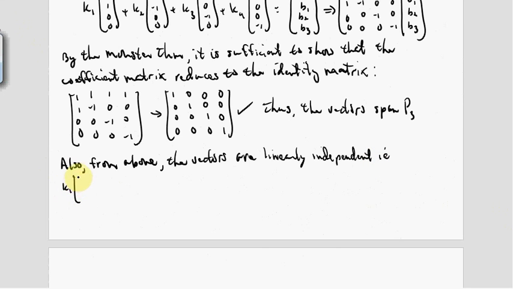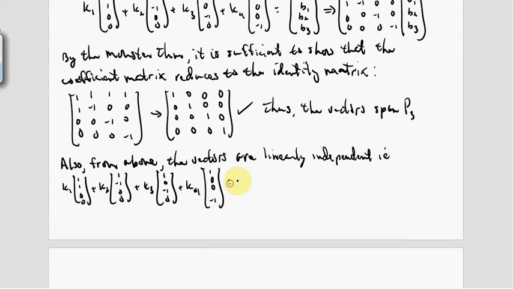That is K1 times 1, 1, 0, 0, plus K2 times 1, negative 1, 0, 0, plus K3 times 1, 0, negative 1, 0, plus K4 times 1, 0, 0, negative 1 equals 0. This implies that K1 is 0, K2 is 0, K3 is 0, K4 is 0. Now, how do I get that?